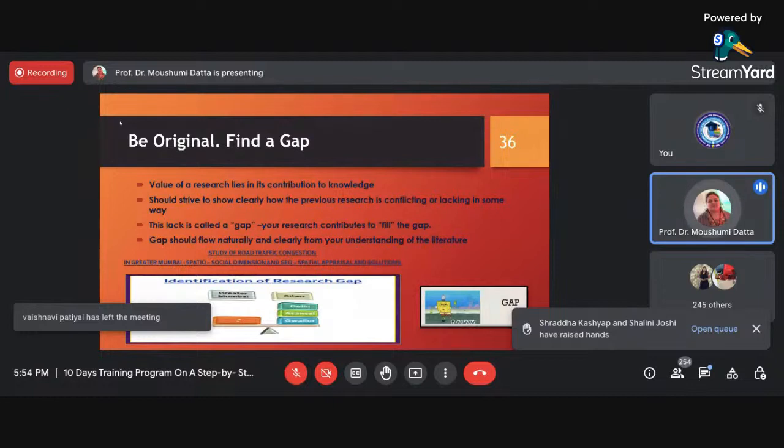So the literature review gave you this idea that although traffic congestion is a main problem in Mumbai, still no one has studied Mumbai's traffic problems. So you can always study it. This identification of a research gap is very, very important. To fill up this gap, you will have to do a review of literature.